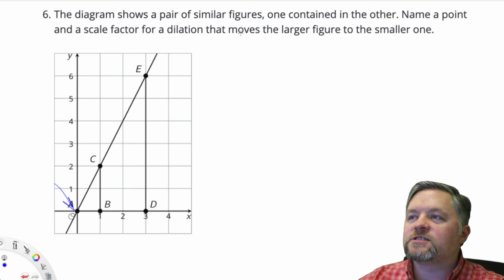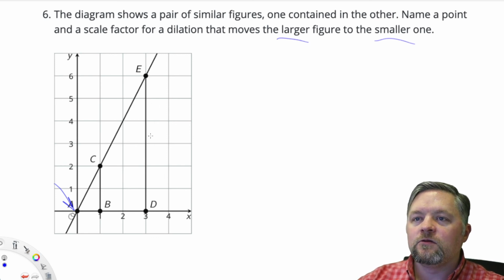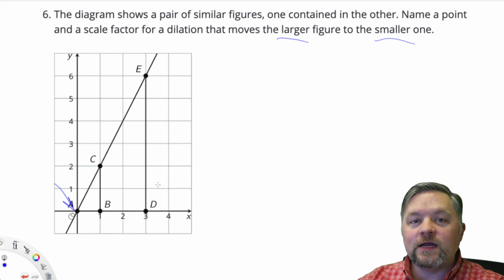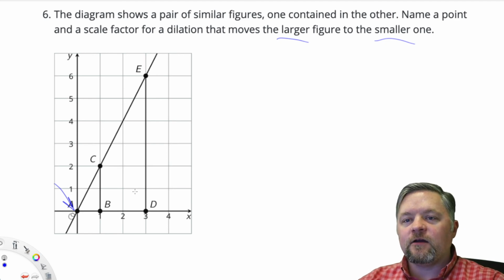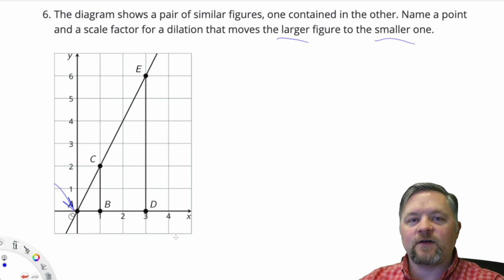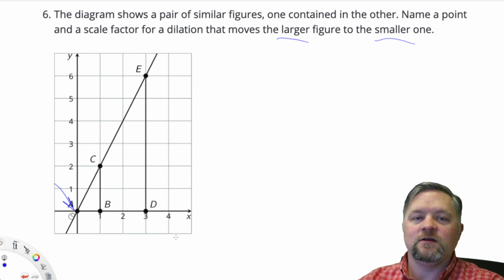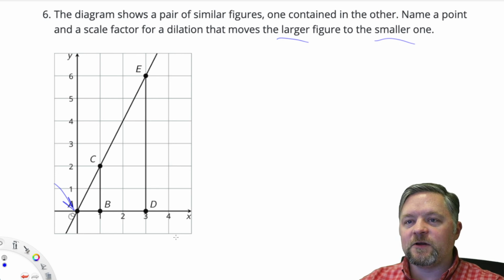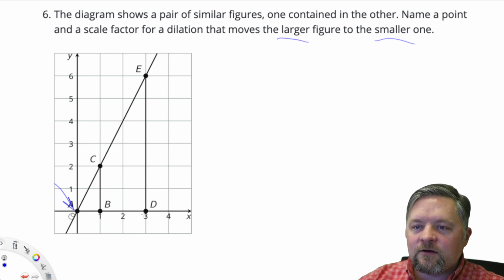Now, what is our scale factor? We go from the large to the small, which means we need a number between 0 and 1. If we make it bigger, it's a scale factor greater than 1. If we make it smaller, it's a scale factor between 0 and 1. Not negative. I know it's been a while since we've done these, but scale factors between 0 and 1, not negative. Now, how much did it change?